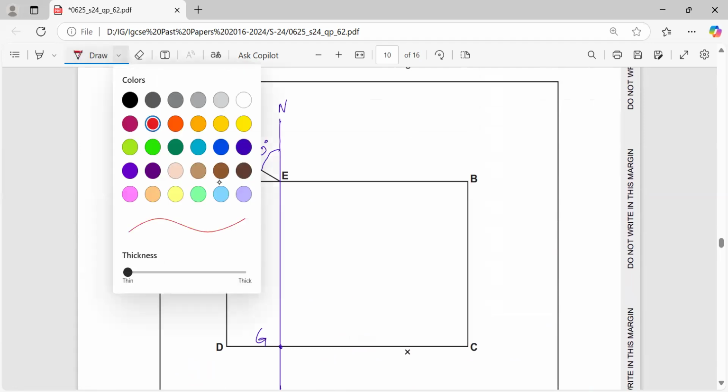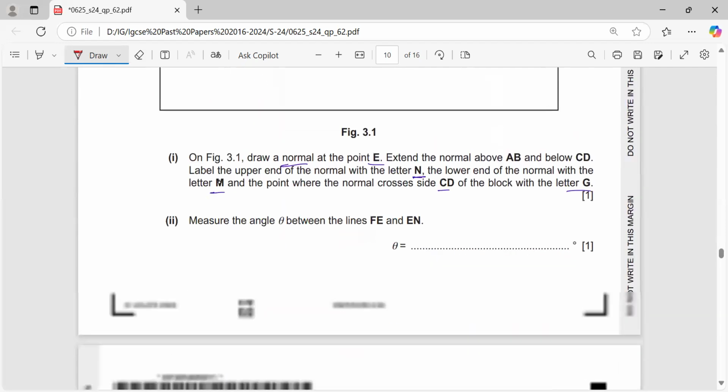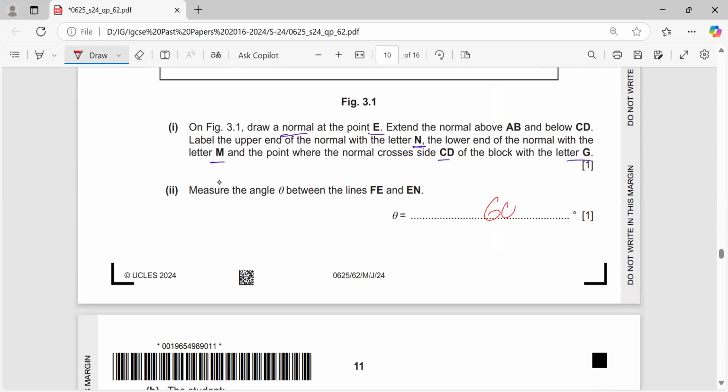But again, how will you put the protractor? My dear friends, always remember, put the protractor such that the baseline of the protractor is on the normal, with the center of the protractor here. This is the center of the protractor when you are placing it, and here 0 and 180. You will start from 0. This will be 60 degrees. So I'm writing here the angle is equal to 60 degrees between the lines FE and EN.